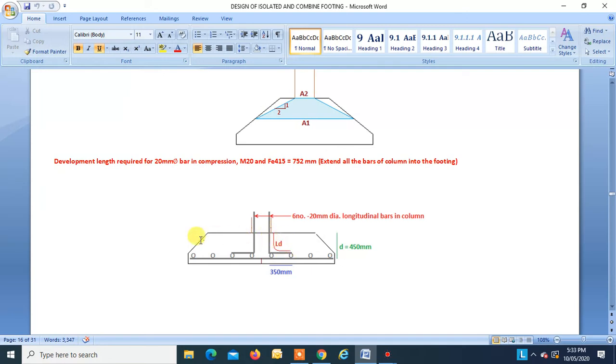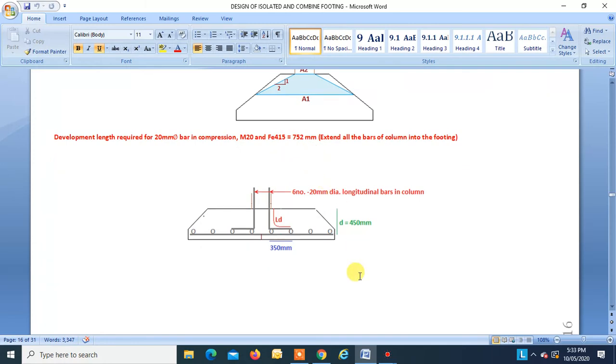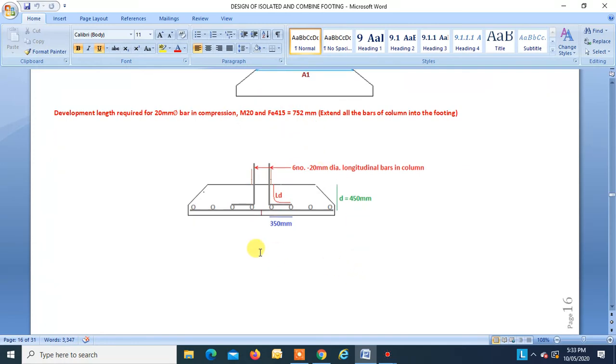The development length required for a 20 bar in compression, M20 and Fe415, for 20 diameter, is 752. So extend all the bars of the column into the footing, right? At least the length which is extended in the footing should be greater than this. So this was the design of the isolated footing.